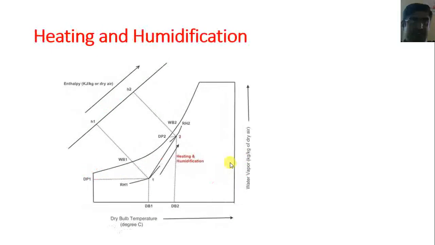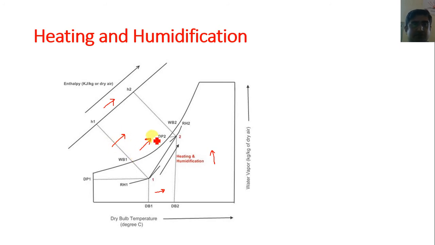So here is the heating and humidification process. First of all, here is point number 1, point number 2. Here you can see the dry bulb temperature gets increased, and the water vapor content or specific humidity also gets increased, or the moisture content also gets increased, and also the specific enthalpy, the wet bulb temperature, and the dew point temperature are increasing.